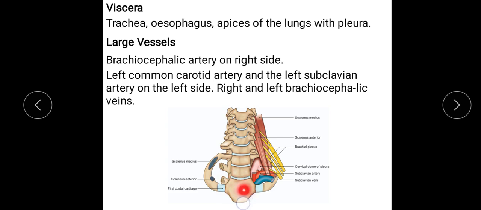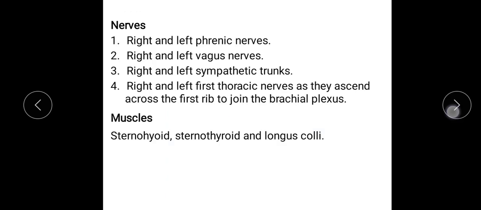This is manubrium sternum. This is the first costal cartilage. This is the first rib. This is the superior surface of first rib. There is the insertion of two muscles. This is scalenus anterior. This one is the scalenus medius. This is the subclavian vein. This is the subclavian artery. This is known as the cervical dome of the pleura. This is the part of the brachial plexus.